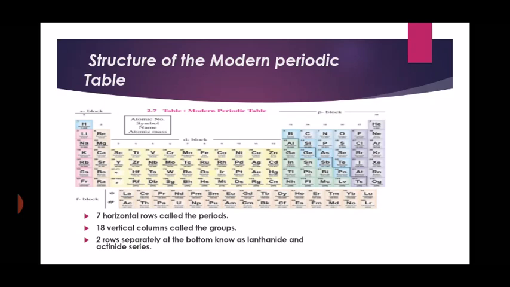Now come here. There is one zigzag line in the modern periodic table, just below boron. Here, 13 is boron, aluminium, gallium. You can see one zigzag line, and that line shows the metalloids. The elements on the left-hand side of the line are known as metals, and the elements on the right-hand side are known as non-metals. Now we concentrate on the D block elements, which are also known as transition elements.